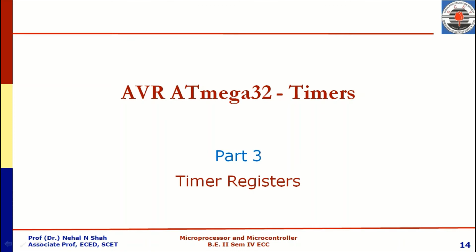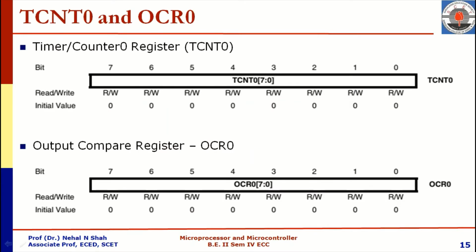In part 3 of AVR Atmega 32 timers, let us understand all 5 timer registers associated with timers of AVR. First of all, let us look at TCNT and OCR register. Both these registers are 8-bit registers.